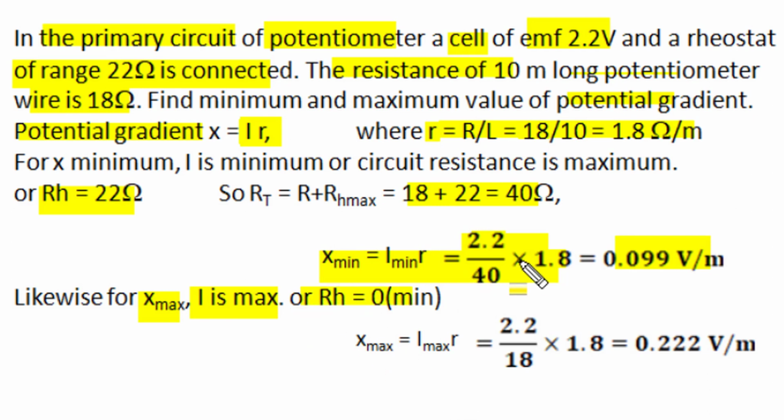So in that case, when rheostat resistance is 0, only the potentiometer wire is there, then 2.2 volt produces maximum current: voltage divided by only the potentiometer wire resistance, and resistance per unit length is again 1.8. So maximum current and per unit length resistance produce maximum potential gradient equal to 0.22 volt per meter.